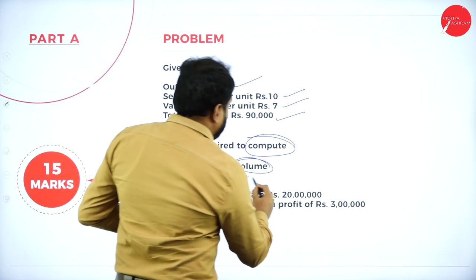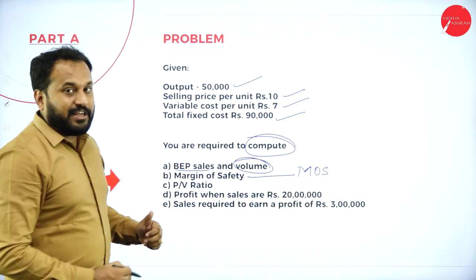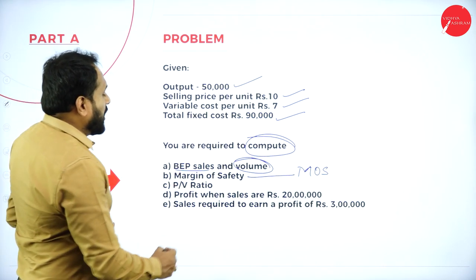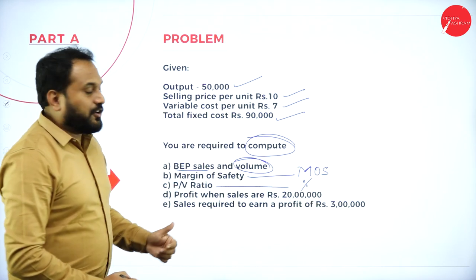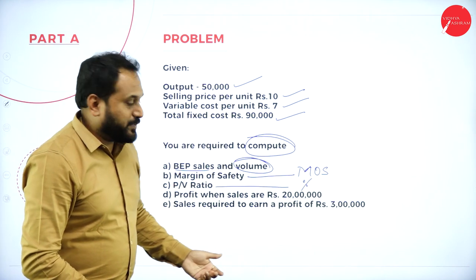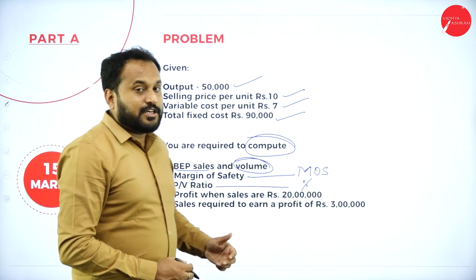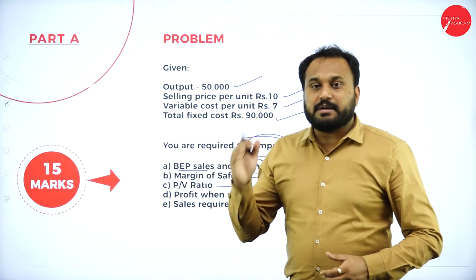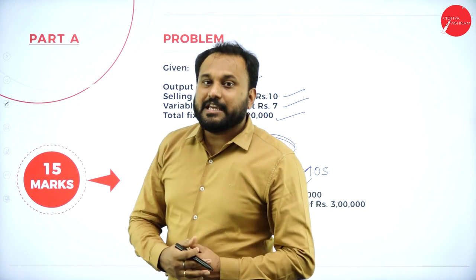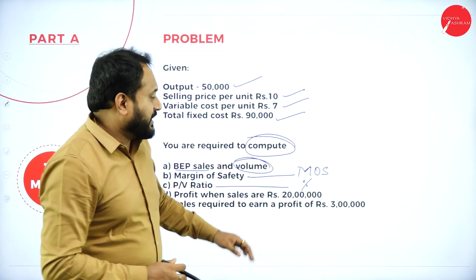Now, margin of safety can also be written as MOS. Then PV ratio. PV ratio is always represented in percentage. Profit when sales are 20 lakh rupees and the sales required to earn a profit of rupees 3 lakh. So here, from marginal costing, there will be a 15 marks question and we are supposed to prepare ourselves for those 15 marks questions.